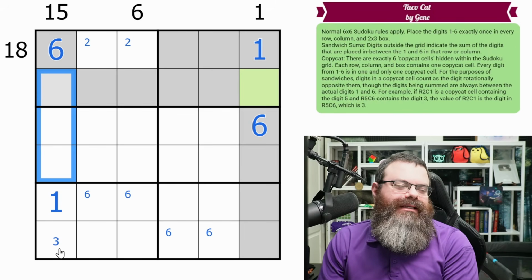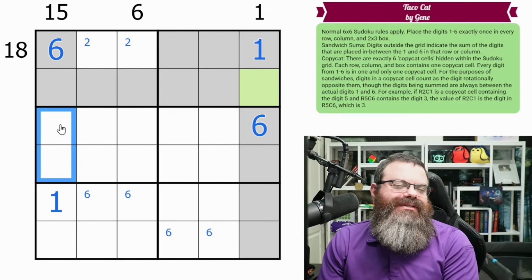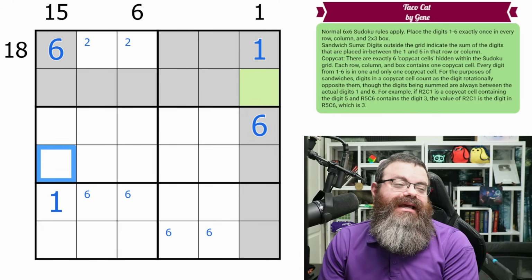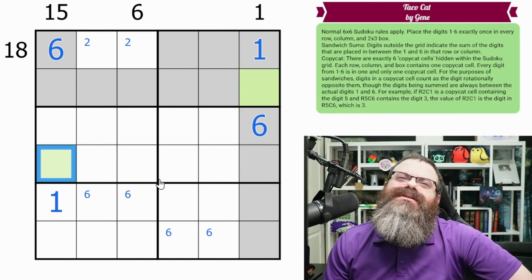So basically, the copycat cell that's in one of these two points at a 6, but we already know the rotational opposites are here and that we already have the 6. So this has to be our copycat cell. I believe it could be a 2 or a 3. I don't think it can be a 4. Oh no, sorry. The 3 would point to a 6, the 2 points. That's interesting how that works.